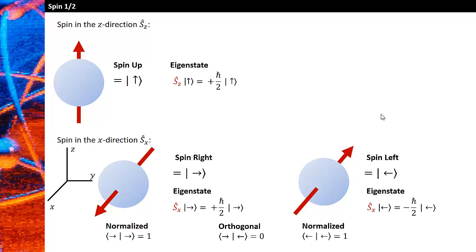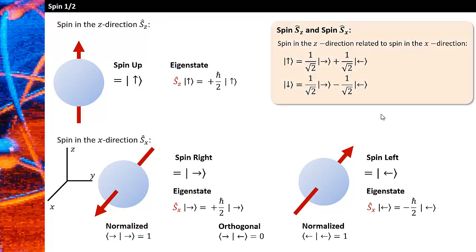Now, spin up and down and spin left and right seem like they're completely unrelated to each other, but it turns out, and we're not going to talk about how we know this right now, that the spin in the x direction and spin in the z direction are related to each other. In fact, we can write down the relationship between their kets in the following way. So it turns out that spin up is a mixture of spin right and spin left, and spin down is a different mixture of spin right and spin left.